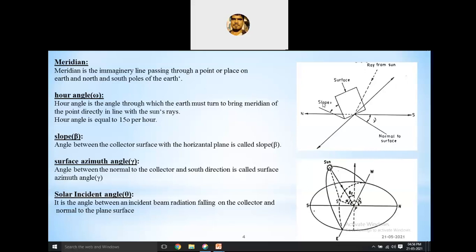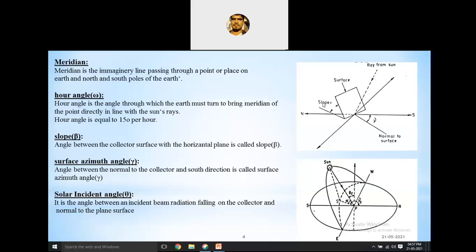We already know what beam radiation is. Beam radiation means the rays that pass through many hurdles and finally reach the earth's surface directly. The collector is already placed at some slope, and the beam radiation falls on that same collector with some inclination. That angle is called the solar incident angle, theta. Theta is not constant; it changes with respect to time.